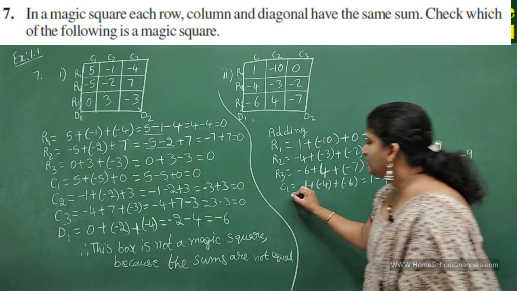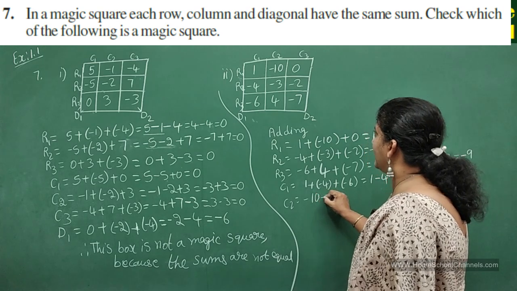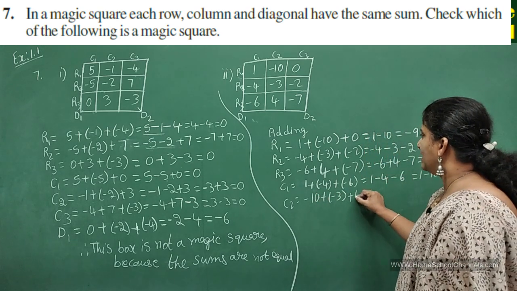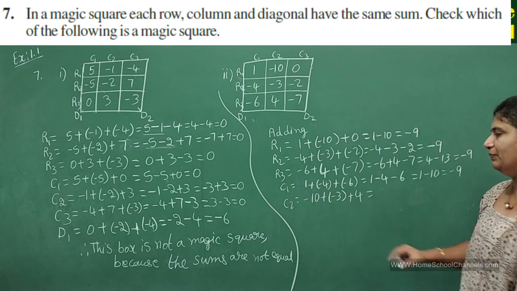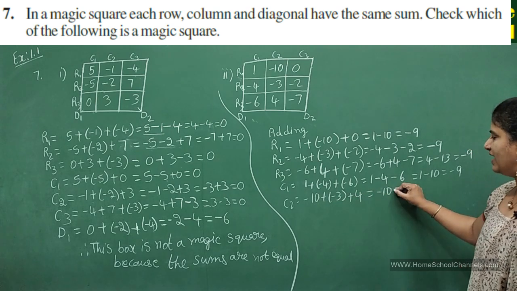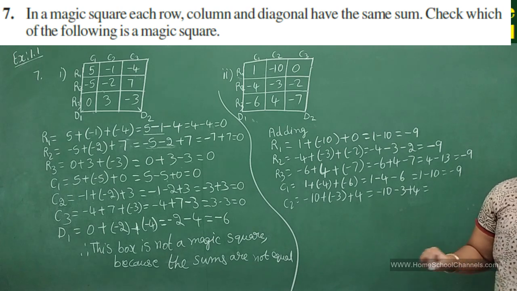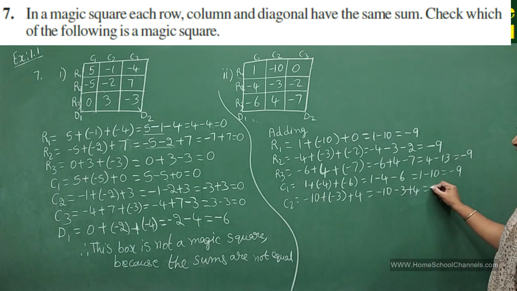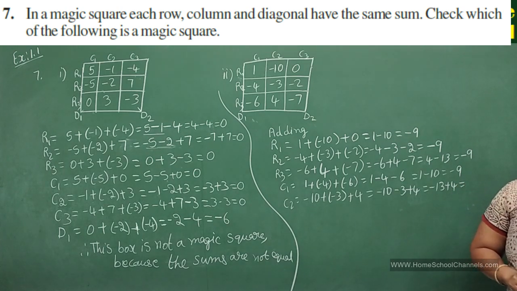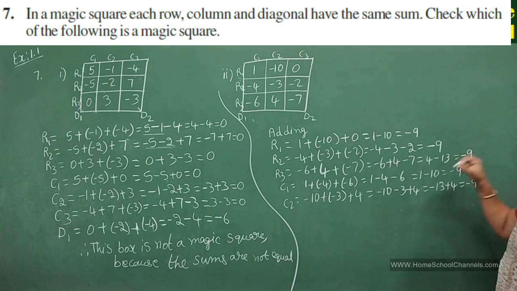Okay. Second column, add the second column: minus 10 plus of minus 3 plus 4 is equal to. Minus 10 plus into minus, minus 3 plus 4 is equal to. Minus 10 minus 3, minus 13, plus 4. Minus 13 plus 4, do subtraction and take a negative sign: minus 9.